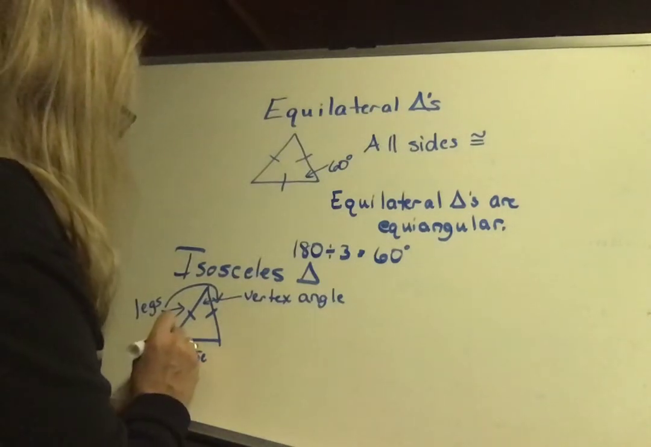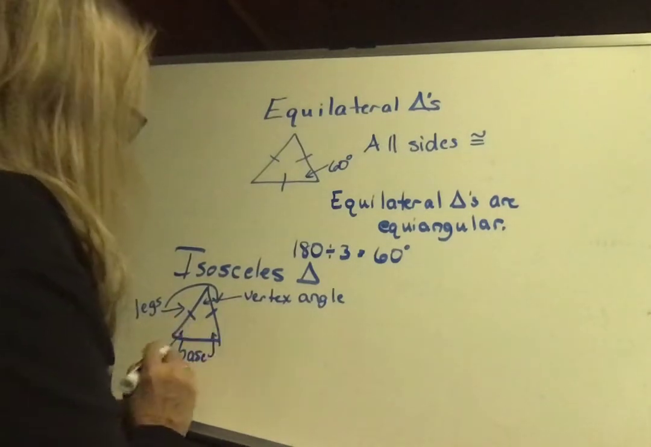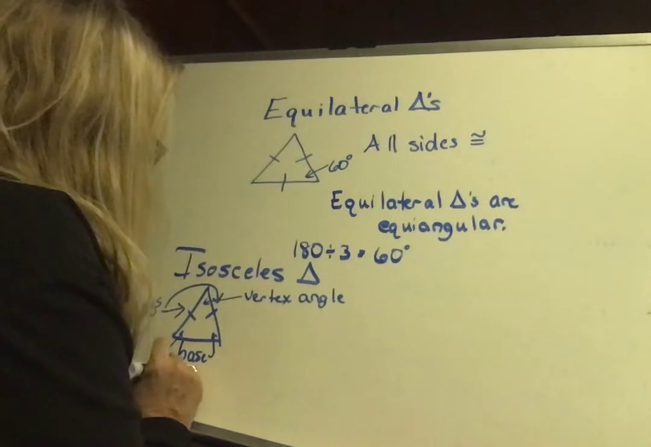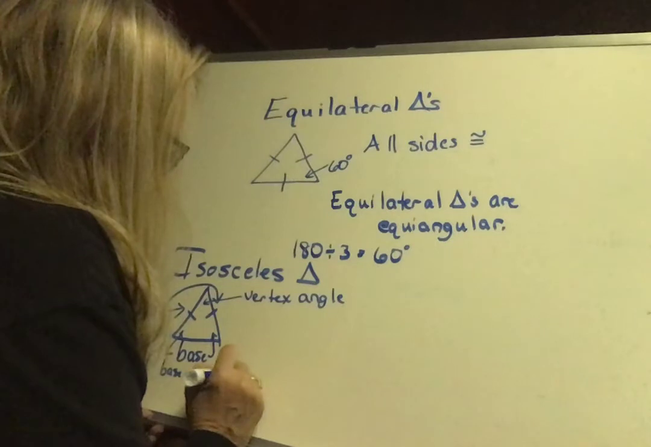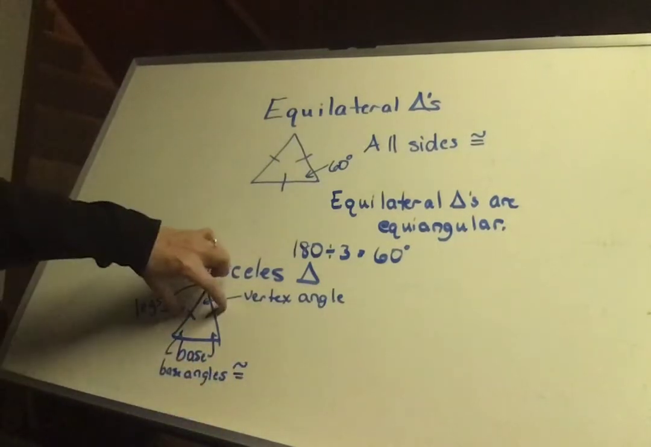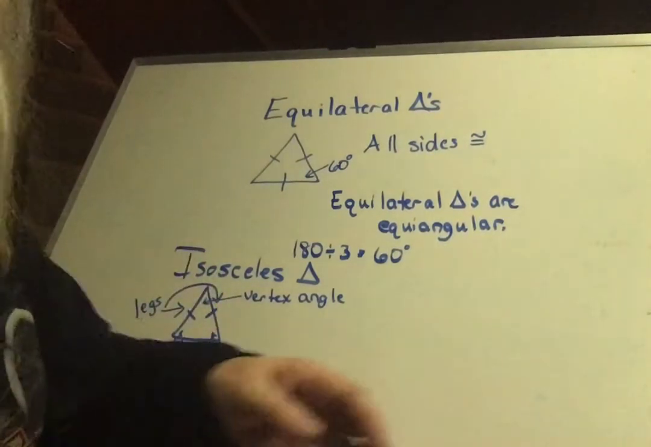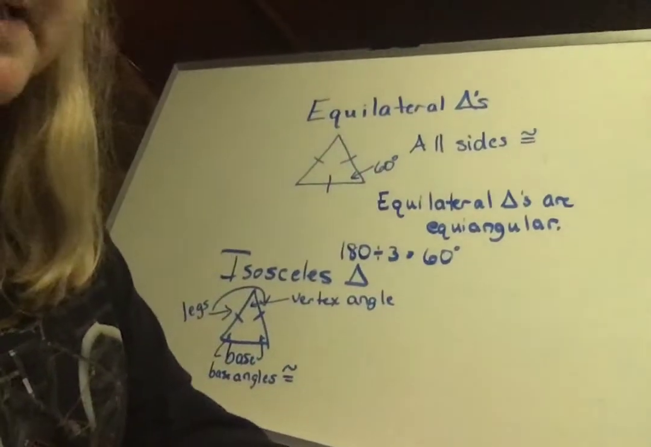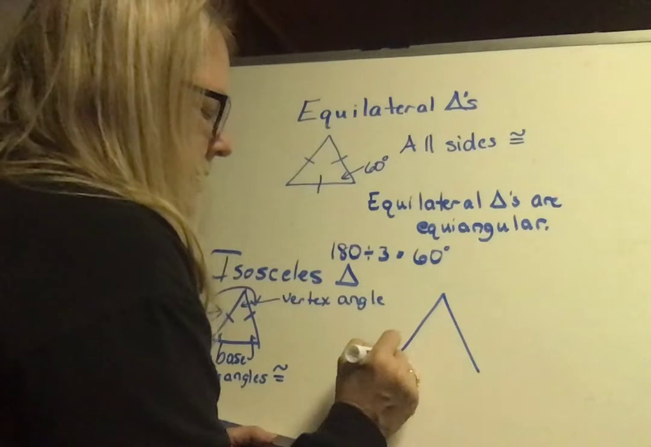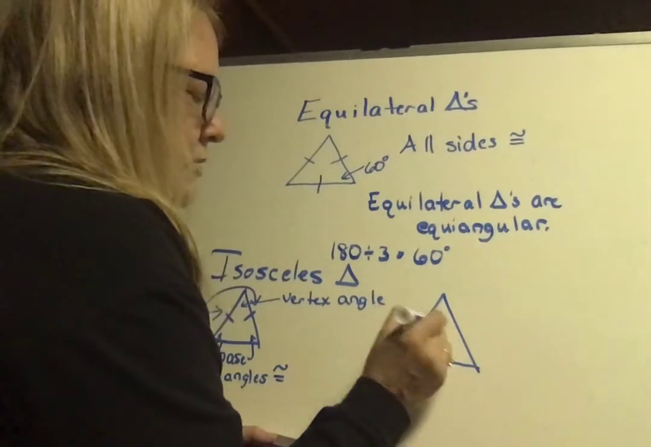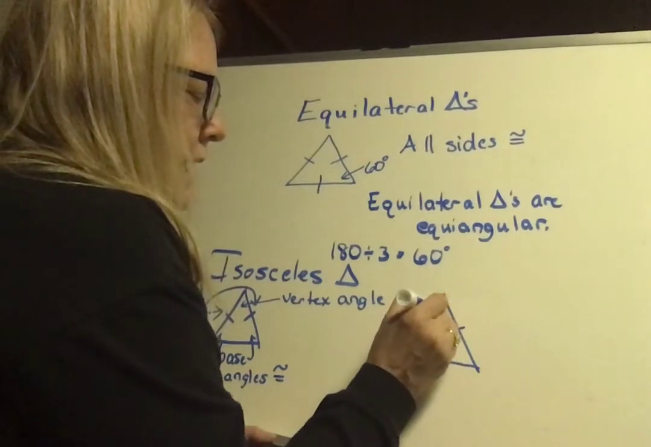These two angles on the bottom are referred to as base angles, and the base angles are the same. Two sides the same, two bottom base angles the same. Base angles are congruent.